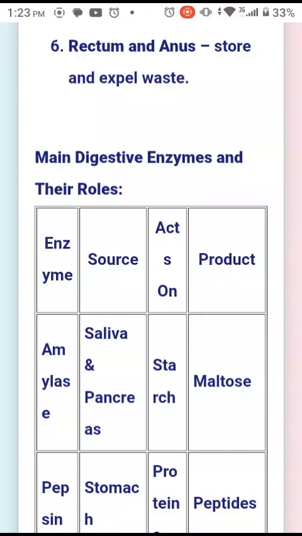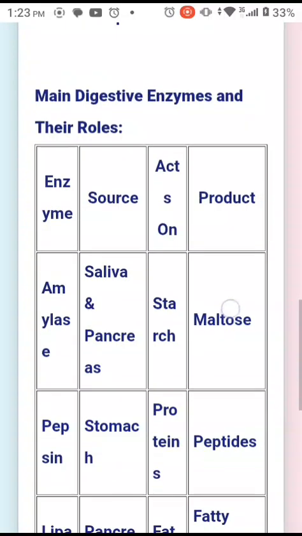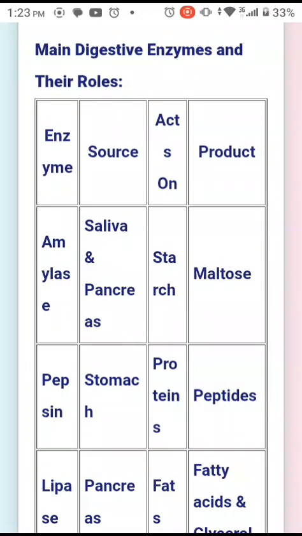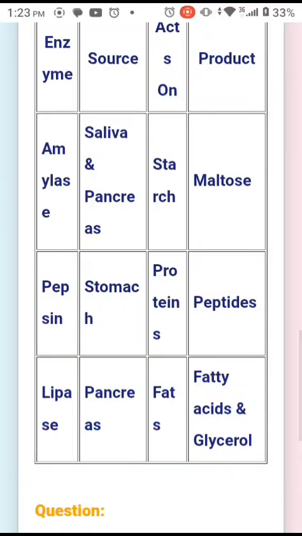Main digestive enzymes and their roles. Enzyme, source, acts on, product. Amylase, saliva and pancreas, starch, maltose. Pepsin, stomach, proteins, peptides. Lipase, pancreas, fats, fatty acids and glycerol.